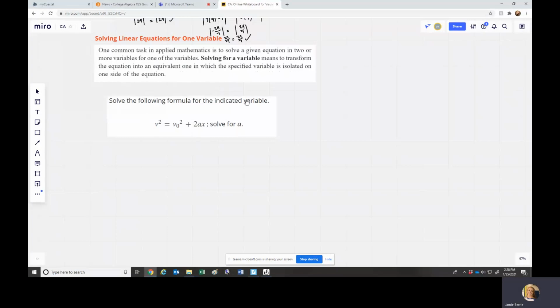So it says solve the formula for the indicated variable. You have a couple of these on your homework, and I just chose this one because I felt like it was the more difficult out of all of the problems. So we have v squared equals v sub 0 squared plus 2ax, and it says to solve for a. So basically get a by itself.